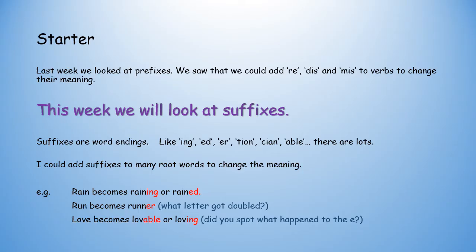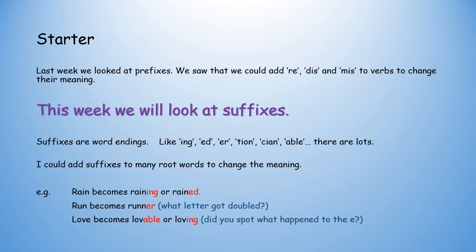We're going to do a grammar starter as usual. Last week we looked at prefixes. We saw that we could add re, dis and mis to verbs to change their meaning. There are lots of different prefixes we could have used, but those are the ones we focused on. This week we will look at suffixes.